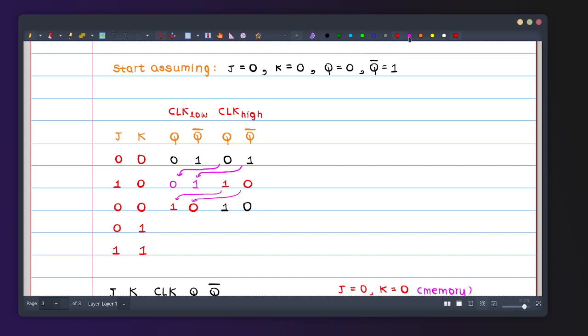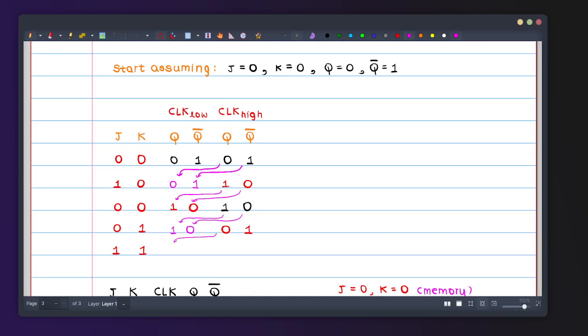So whatever the Q was earlier is a 1, right? Q was 1 earlier. So Q was 1 and Q complement was 0. What will happen after the clock signal turns high? Since the K input is high, it will result in Q becoming 0 and Q complement becoming 1. Right? So realize that the changes to the Q output only change when the clock signal ticks from low to high.